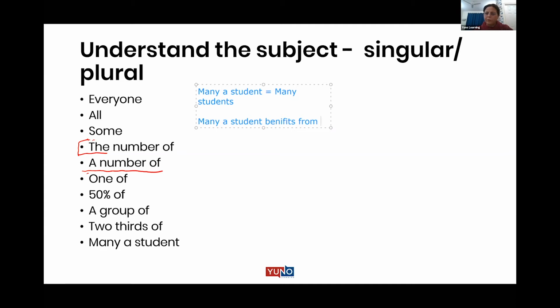What have you put, Arshpreet? Let me bring Arshpreet's sentence now. Many a student have failed in the test today. Okay, let's look at this now. This is Arshpreet's sentence. I'll just bring it over here.